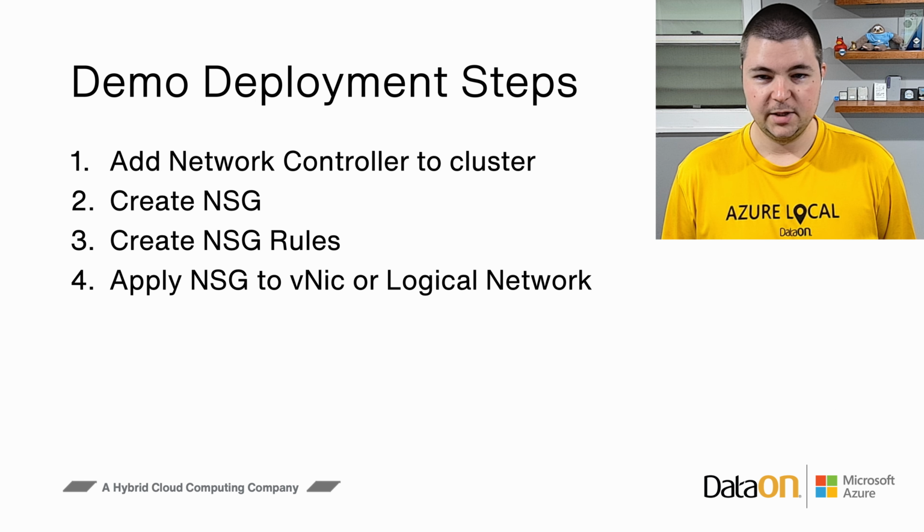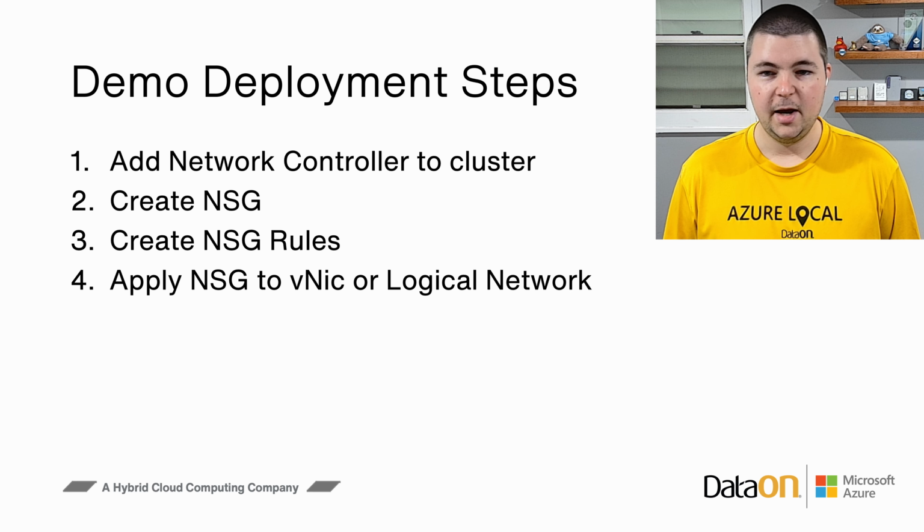So, what do we actually have to do to get this running? Well, step one is going to be to add the network controller feature to the cluster. This will not be required when it goes GA, but because this is still public preview, we have to run a command to get it enabled. Then we're going to have to create an NSG, create some rules in it, and apply the NSG, in our case for this demo, to the vNICs of the VMs we're going to be using.